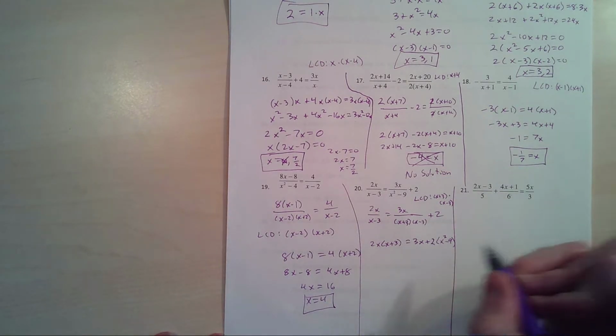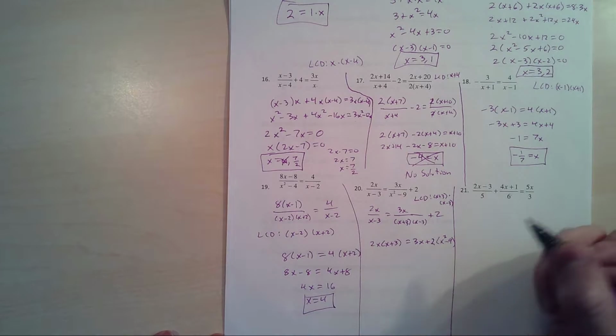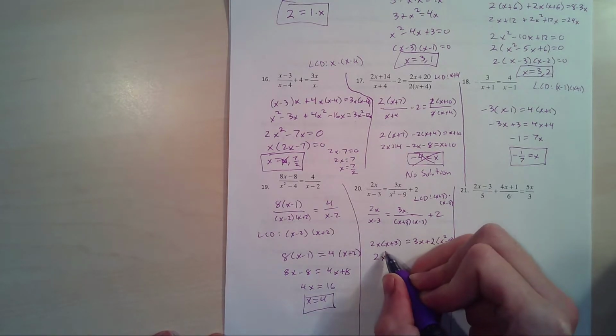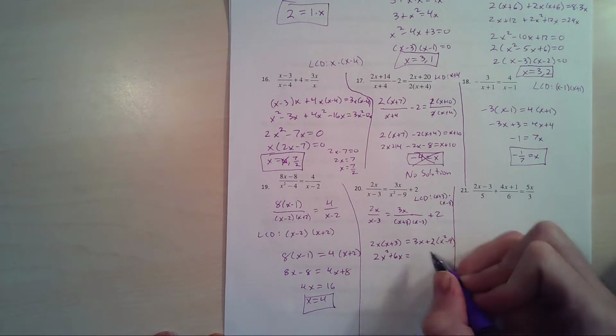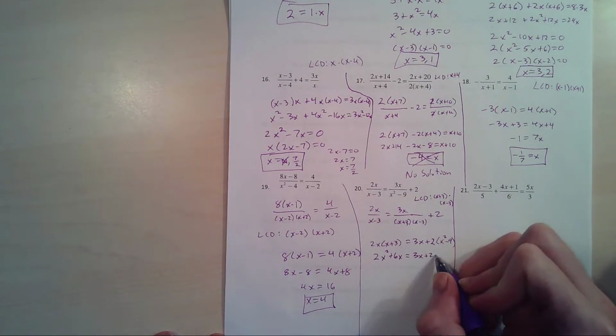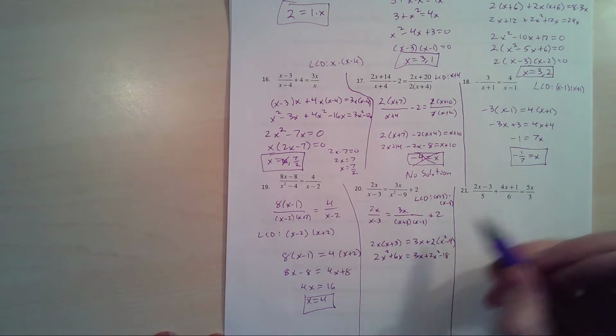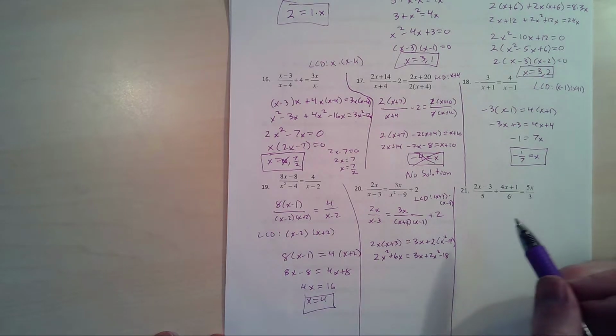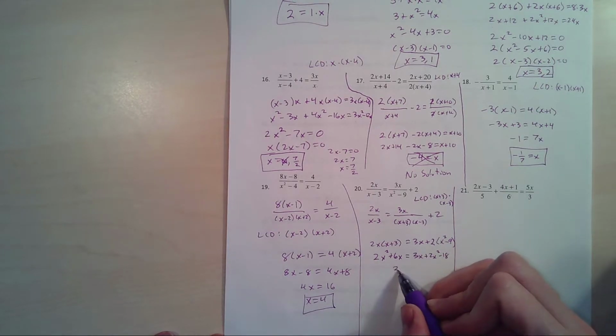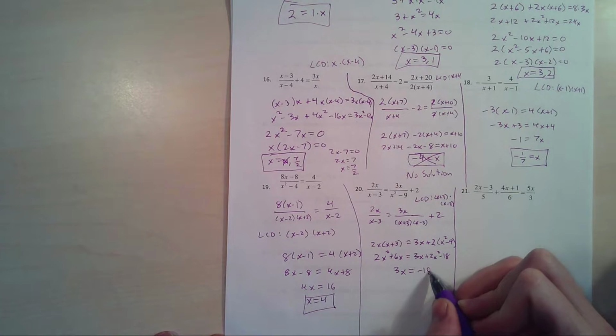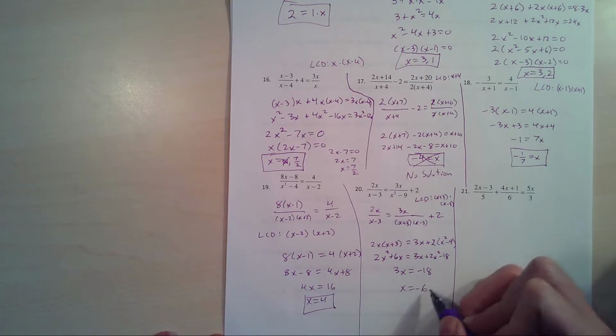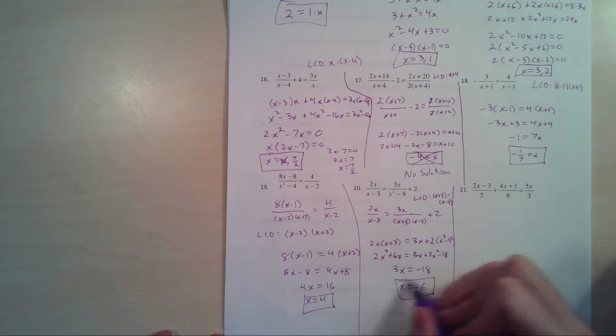Not too easy, not too bad, not too hard. What am I saying? Not too easy. It was easy. 2x squared plus 6x equals 3x plus 2x squared minus 18. 2x squareds are gone. 6x minus 3x is 3x equals negative 18. And x equals negative 6. Can you be negative 6? You sure can. All done.